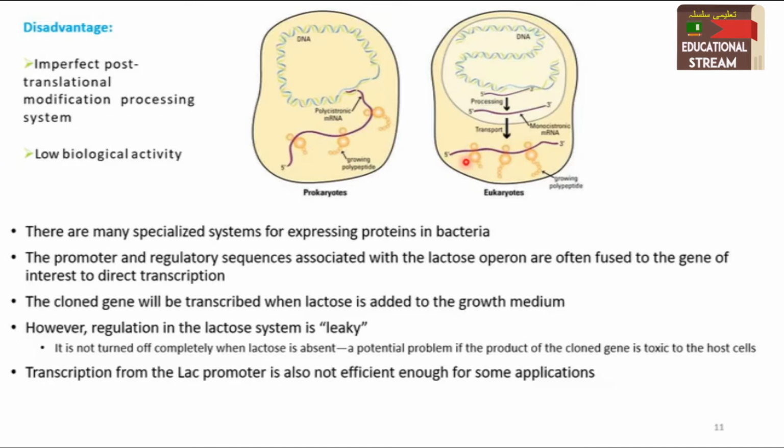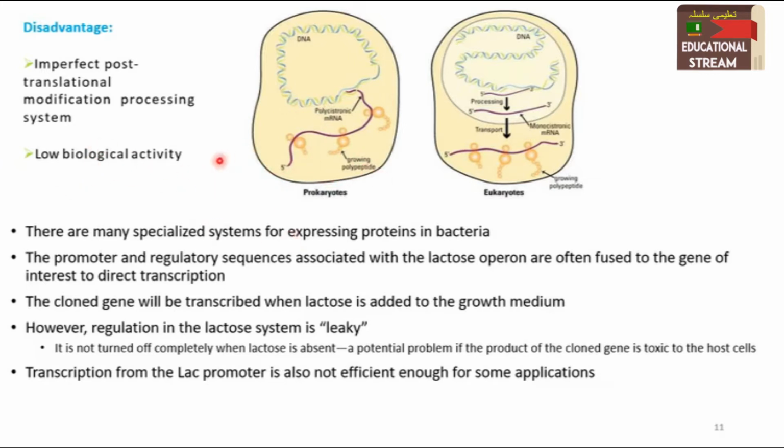So the protein synthesis process is different in prokaryotes and eukaryotes because their systems are also different, and it is difficult to make the same eukaryotic protein in a prokaryotic host. So the major disadvantage is that when we express a foreign, eukaryotic protein in a prokaryotic host, it will cause imperfect post-translational modification, and the protein will have low biological activity.